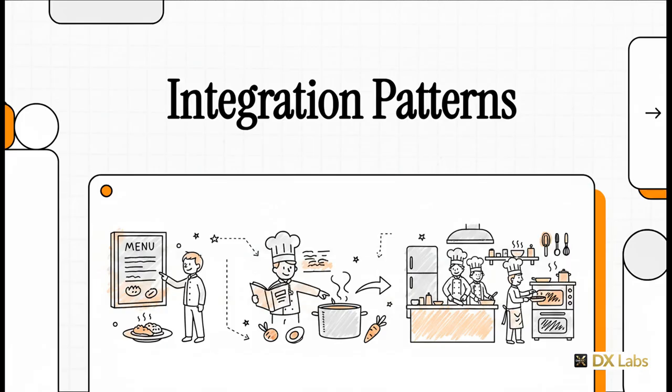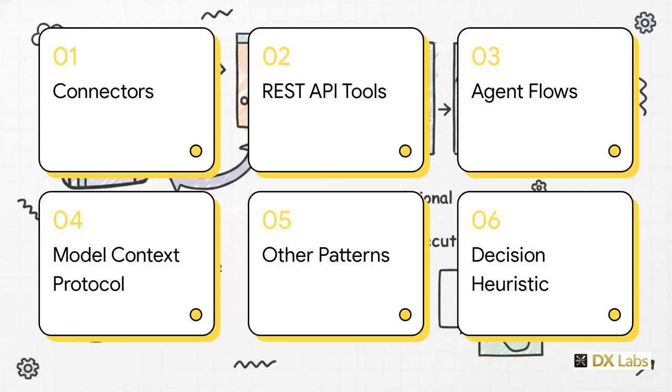So, we're going to break down the exact mechanics of how data leaves your agent, does the work in the real world, and then safely returns. All right, let's look at the 6 integration patterns you absolutely must master for the AB 620 exam. We've got pre-built and custom connectors, REST API tools, multi-step agent flows, the model context protocol, other tool-based patterns, and finally, the decision heuristic. We're going to build this logic step by step, climbing right up that concept ladder from simple no-code basics all the way to complex enterprise architecture.